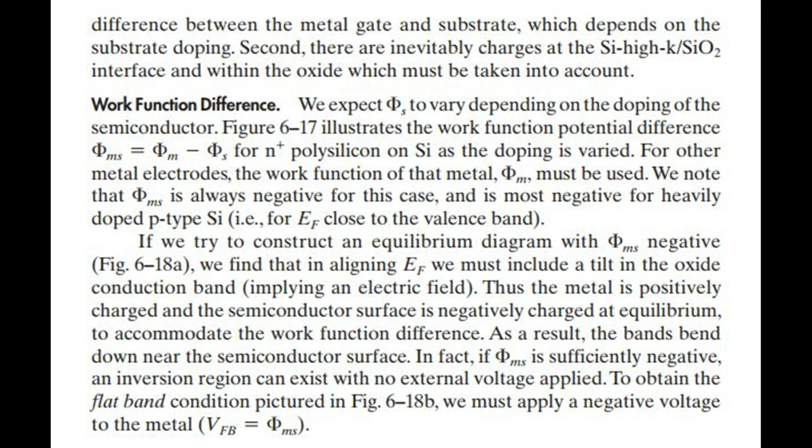If we try to construct an equilibrium diagram with Φms negative, Fig 6.18a, we find that in aligning F we must include a tilt in the oxide conduction band, implying an electric field. Thus the metal is positively charged and the semiconductor surface is negatively charged at equilibrium, to accommodate the work function difference. As a result, the bands bend down near the semiconductor surface. In fact, if Φms is sufficiently negative, an inversion region can exist with no external voltage applied. To obtain the flat band condition pictured in Fig 6.18b, we must apply a negative voltage to the metal, VFB equal Φms.